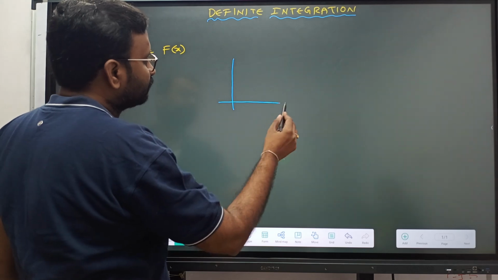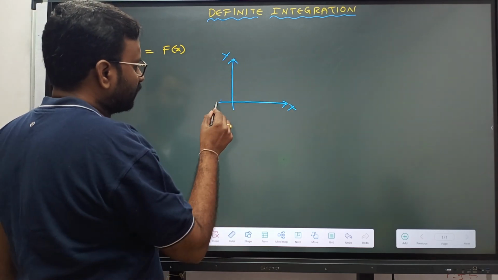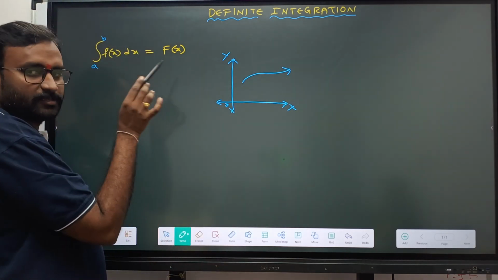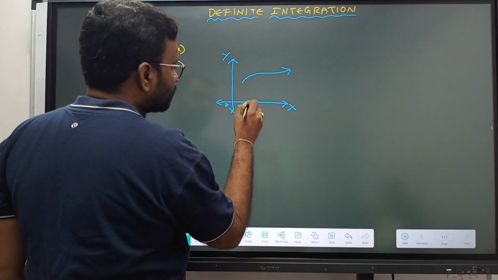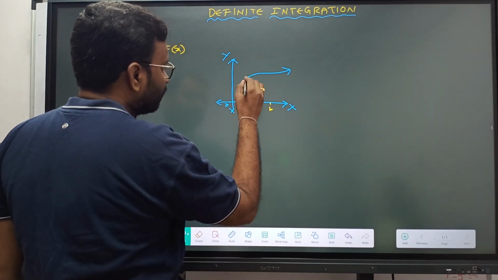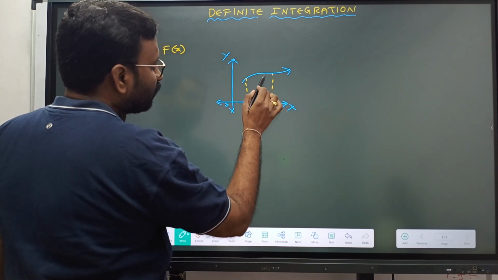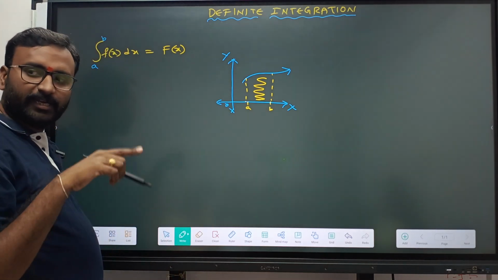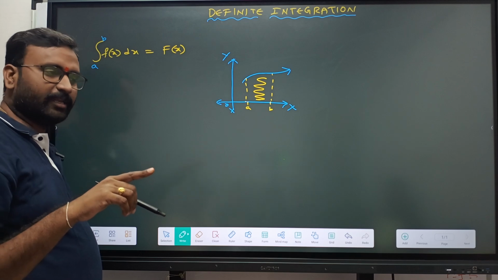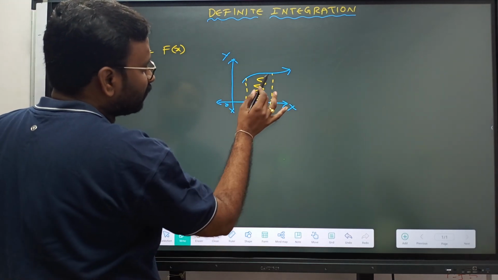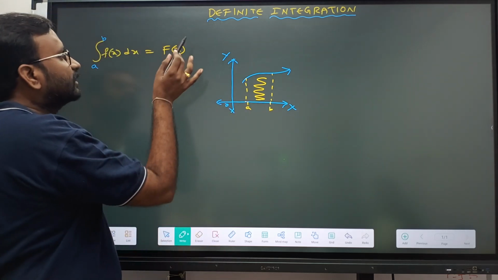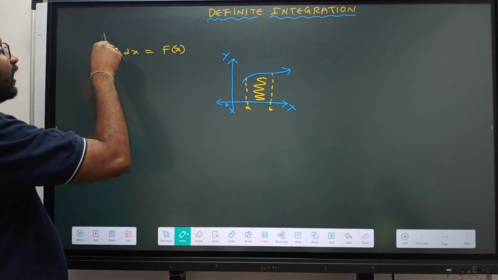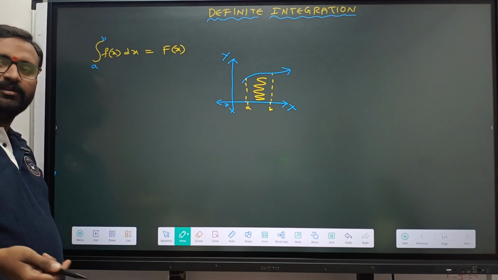Now come to the diagram. I am explaining in a simple way. Suppose this is a curve, f of x, and on the x-axis I am taking some limits a and b. To find this area from a to b, we are finding the integration. I told you integration means finding area. So from a to b, we are finding how much area this curve makes. But this is not a value, it is a function in terms of x. We have to use the limits to find the value, the area.